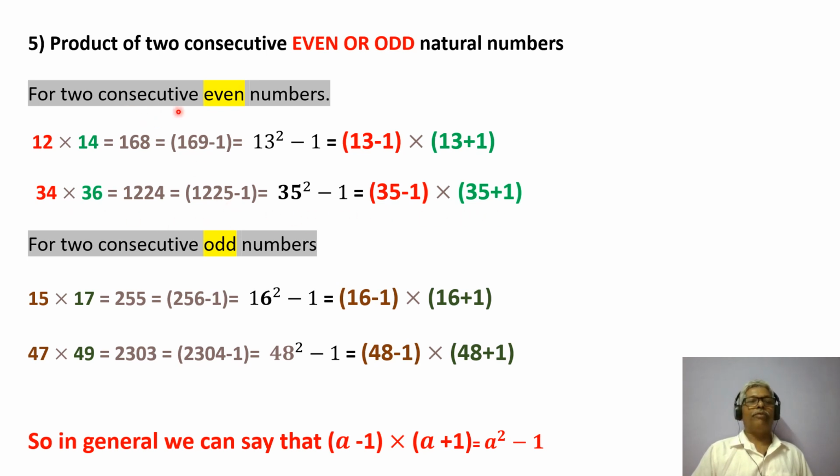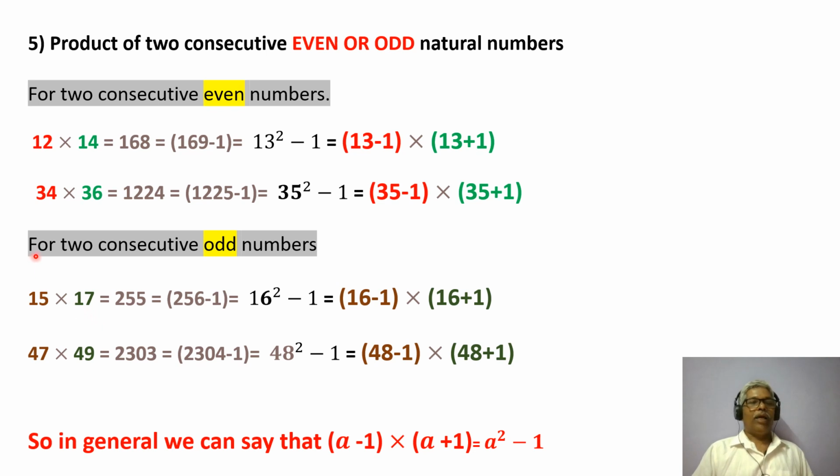Then we will move from even to consecutive odd numbers. Let us take a simple pair of consecutive odd numbers, 15 into 17. The multiplication of this is 255, that is 256 minus 1. Just see, 16 lies in between these two. So that is 16 square minus 1. This number is the middle number. 16 square minus 1 is (16 minus 1) into (16 plus 1).